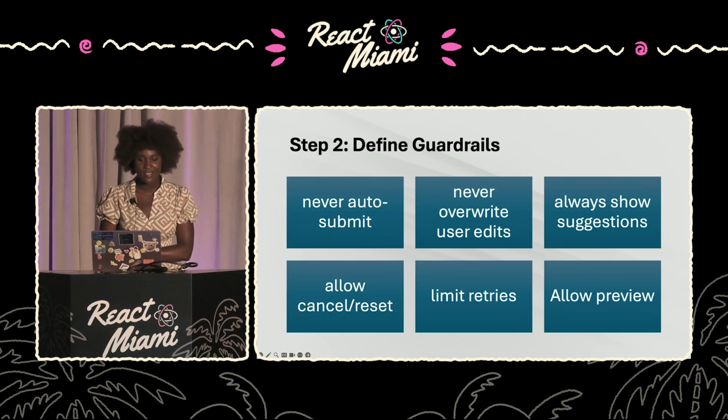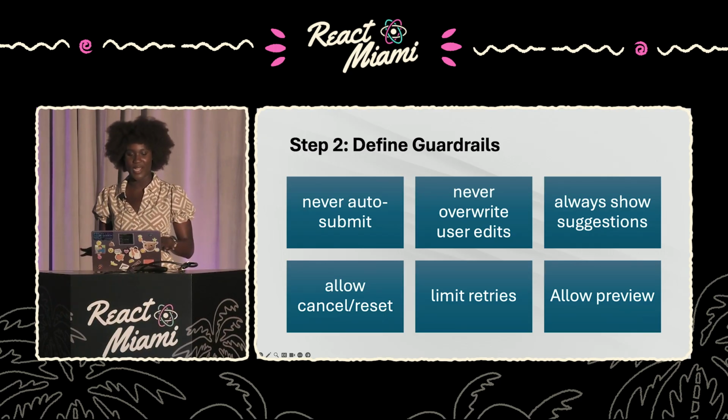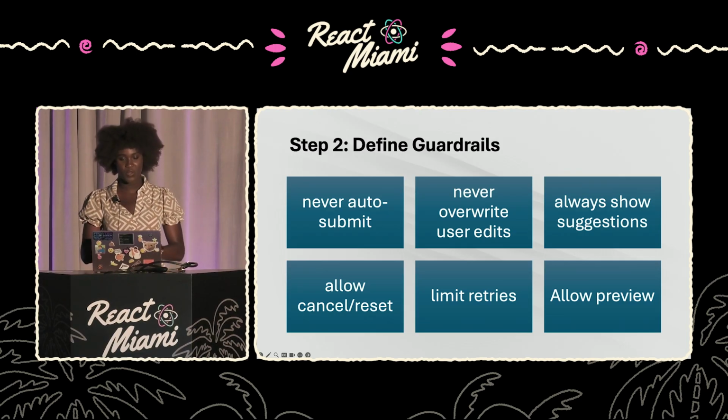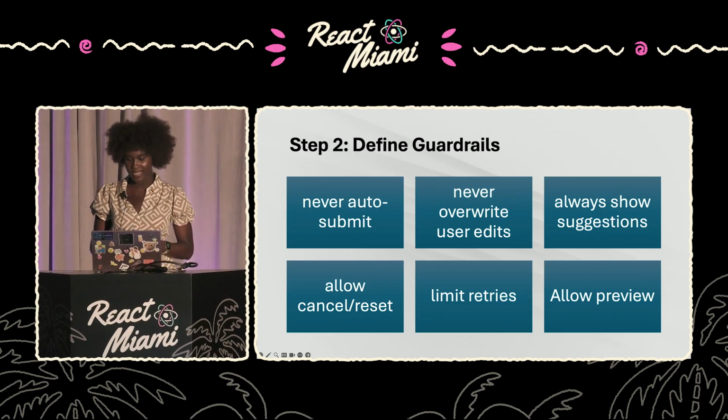So those are some things for the note-taking app. Allow cancel, reset, allow preview, always show suggestions, never overwrite, and never auto-submit. If an agent can submit on your behalf, you've already lost user trust. Autonomy ends where user trust begins.